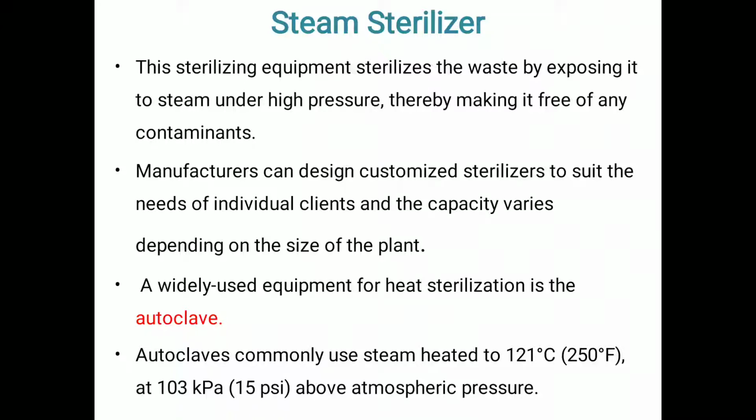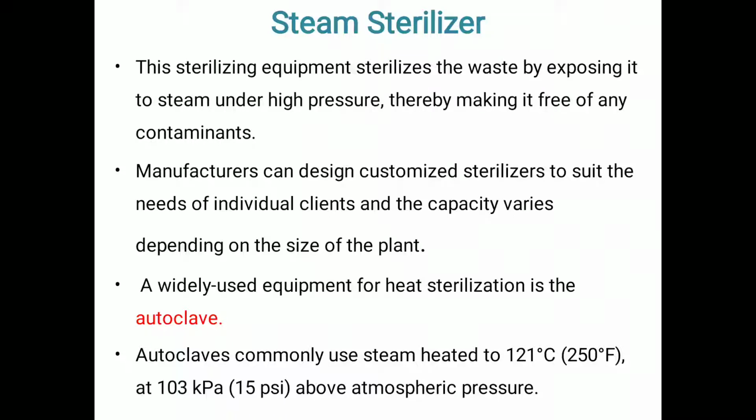So manufacturers can design customized sterilizers to suit the needs of individual clients, and the capacity varies depending upon the size of the plant. According to our need, we can select the suitable size of the particular equipment, and on the basis of that, the manufacturer of the steam sterilizer designs that particular equipment or steam sterilizer. A widely used equipment for steam sterilization is the autoclave, that we already know.